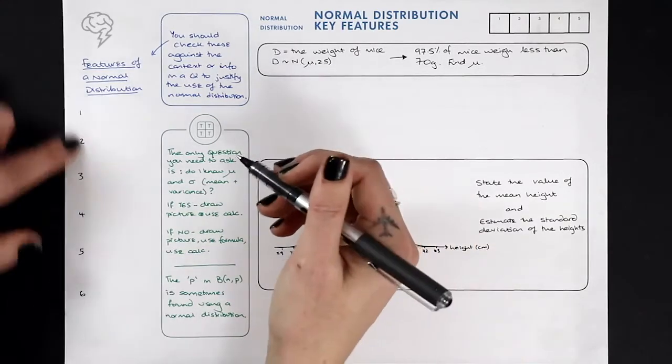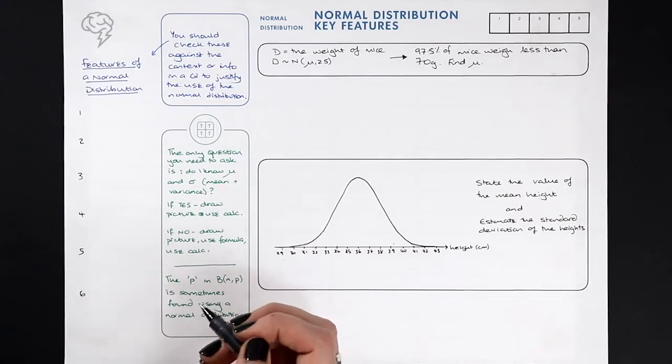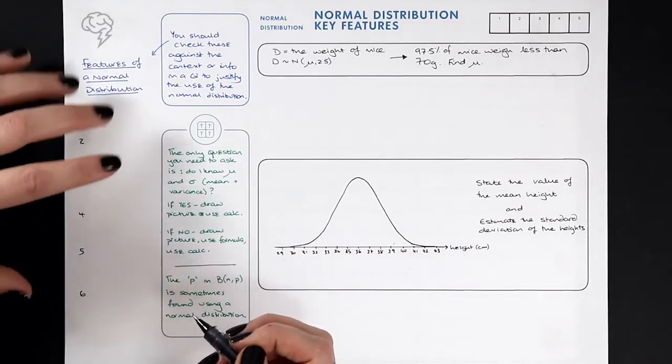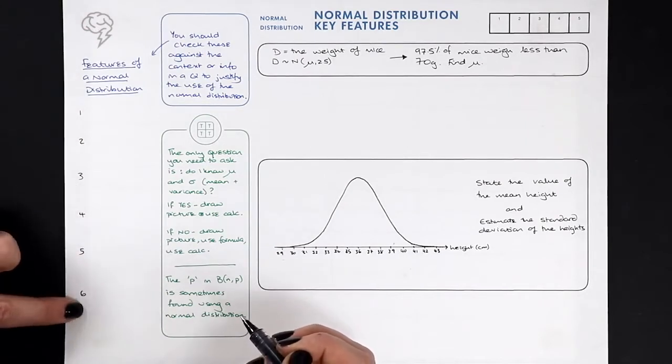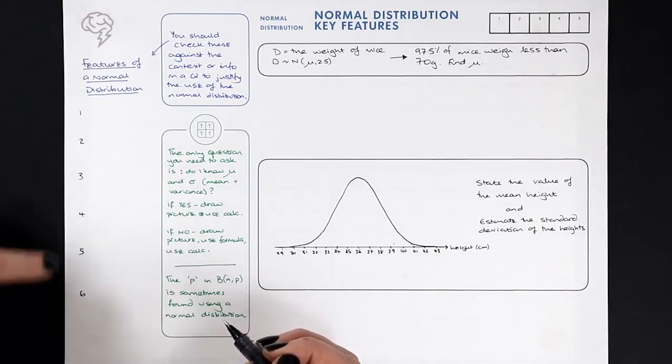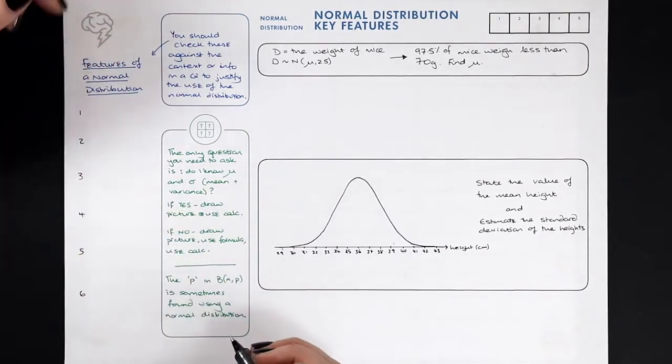And then you can say, yeah, they're true. You don't have to necessarily check all 6, but that's what the examiner is going for. When they ask you to justify use of the normal distribution, they're saying, do you know that in order to model a situation with a normal distribution, these are the things that we would be looking for? So the first one is this.